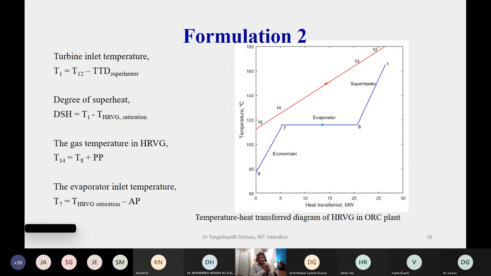Why is this approach point maintained in the heat recovery? Because it allows a smooth transition from the liquid phase to the vapor phase. Without the approach point, there is a sudden transition of liquid into vapor. It will create some mechanical vibrations, like beating. That's why we avoid it, and we incorporate a small amount of approach point.